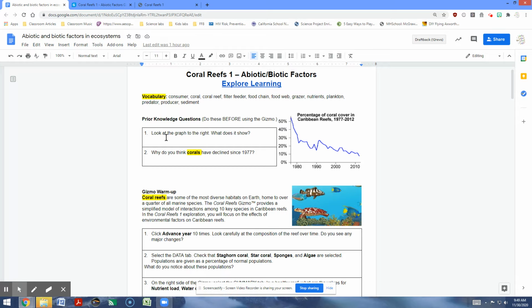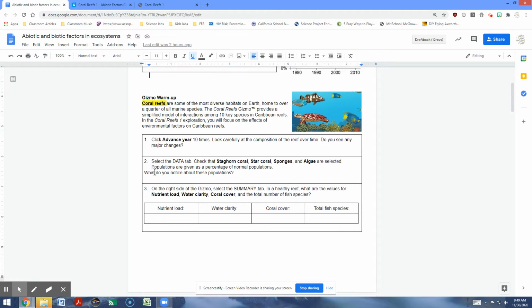Prior knowledge. What we're going to be looking at here is they're asking to look at the graph on the side. They're asking, what does it show? It's labeled the percentage of coral reef in the Caribbean reefs, 1977 to 2012. Question 2 is asking, why do you think the coral reefs have declined? So why is it that you think this might have declined?